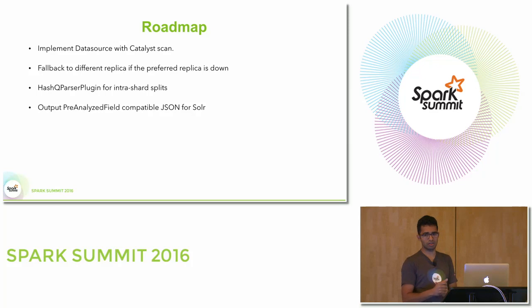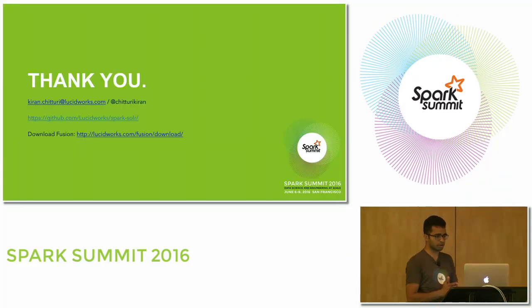And the next one, as I said, we want to fall back to a different replica if one of the replicas goes down. For intra-shard splits, we are going to take a look at how to use the HashQ parser plugin. And the last thing is how to pre-analyze all the data within Spark itself before indexing, and then how to send these tokens to Solr. So that's pretty much it for me.